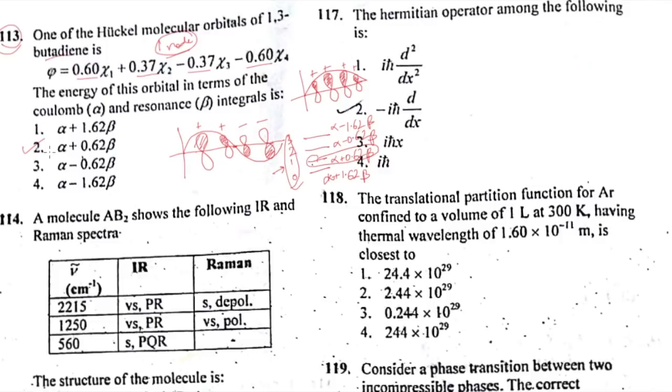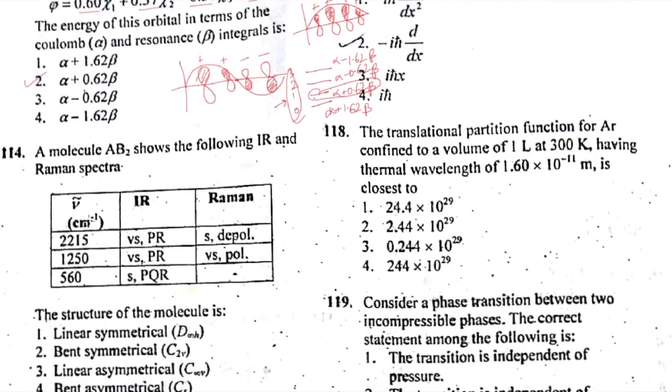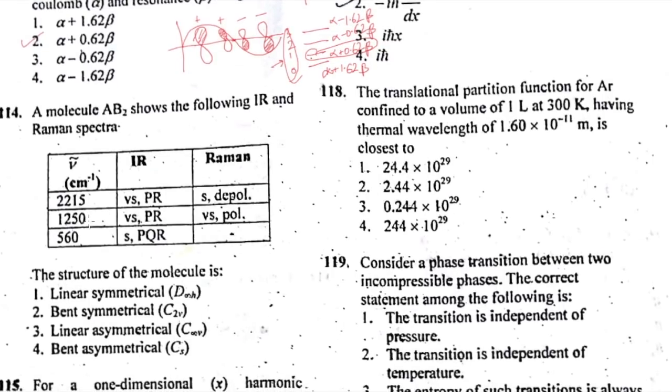So this will be the correct answer for this. Okay, so that's how it has to be done. Now let's talk about the next one, where it says that the molecule AB2 shows the following IR and Raman spectra.